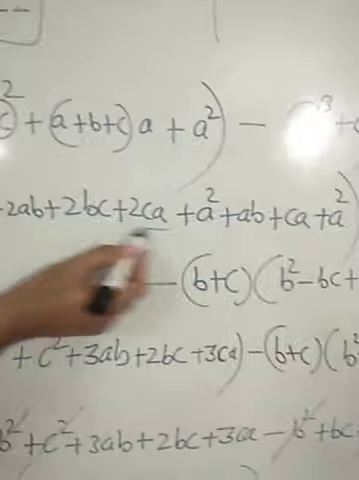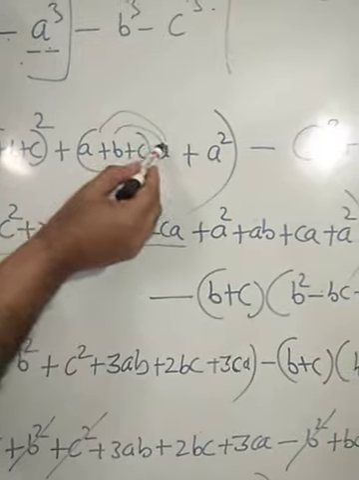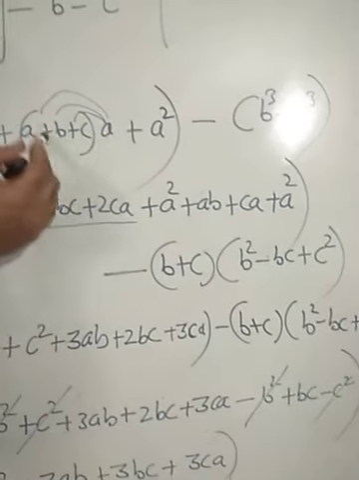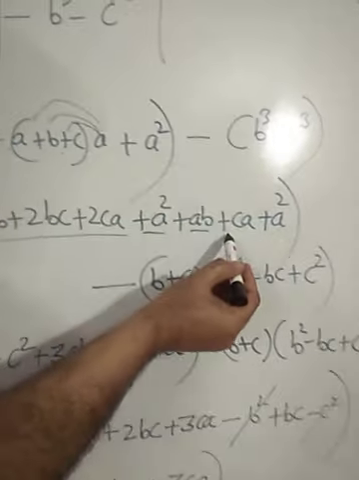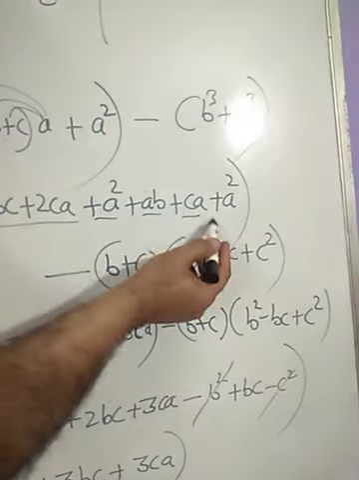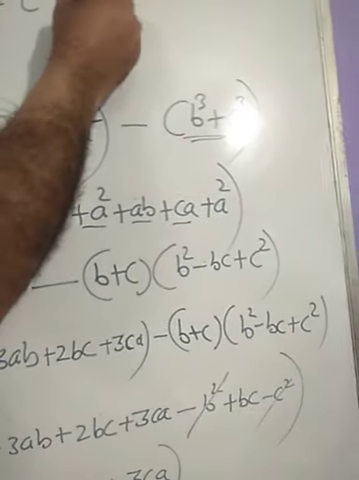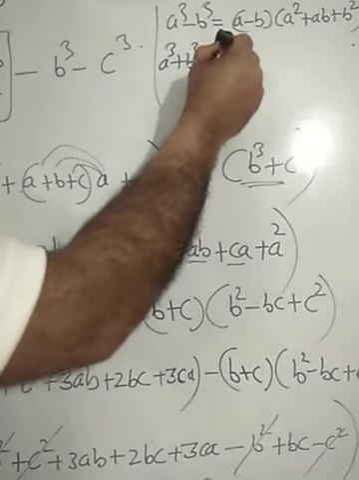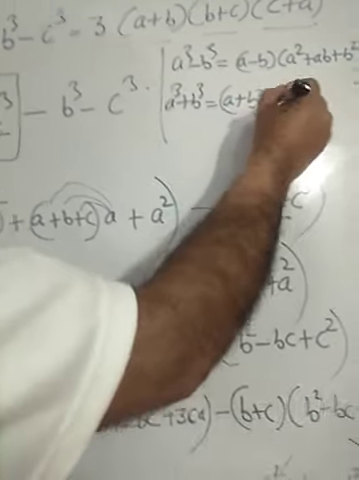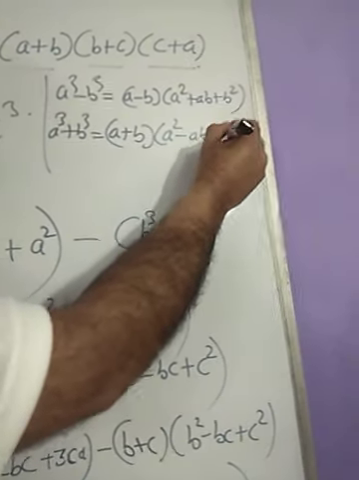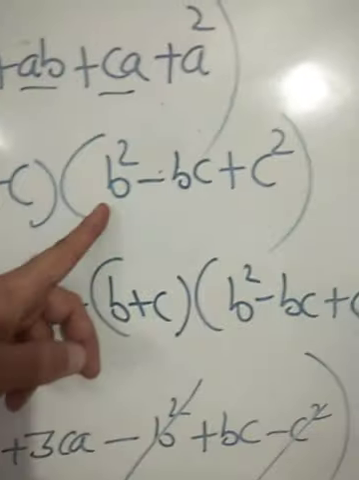Up to here it is identity. Now next take this a inside, multiply with all the three terms: a square plus ab plus ca, a square plus ab plus ca, plus a square. Now here what is it? Again identity. Which one? b cube plus c cube. What is that equal to? b plus c into b square minus bc plus c square. So I'm applying the identity here.